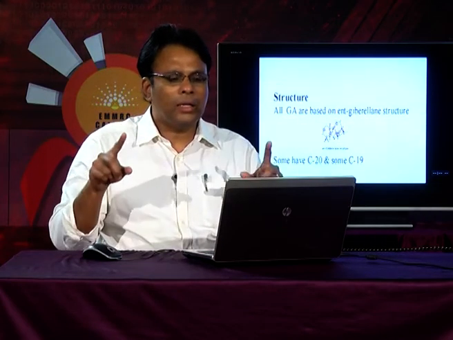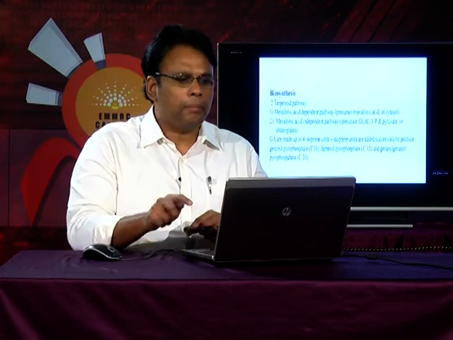And I told you the ent-kaurene structure, the basic gibberellin structure, is this what you see over here. All gibberellins are based on the ent-gibberellane structure, and if you examine, there are either 20 carbons, and in some cases it may have 19 carbons. So in total it may have 20 carbons or 19 carbons, and all are in ring structure.